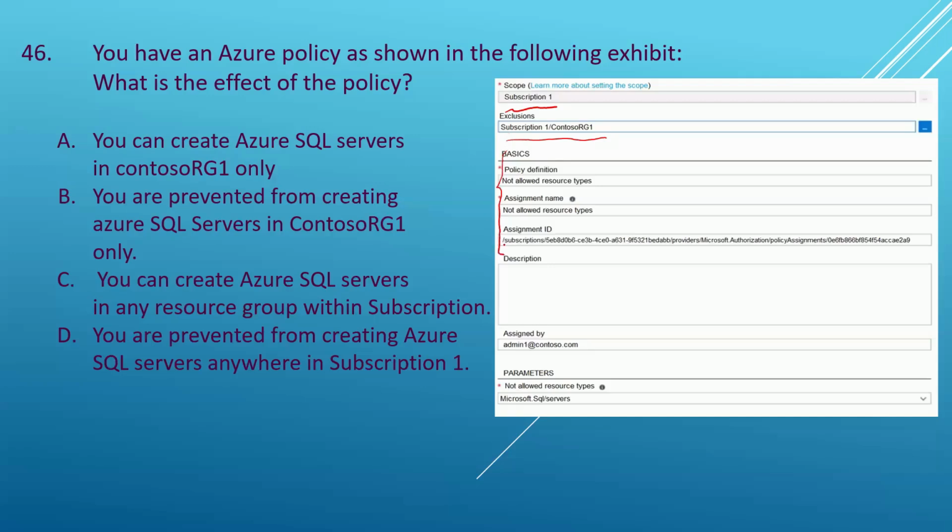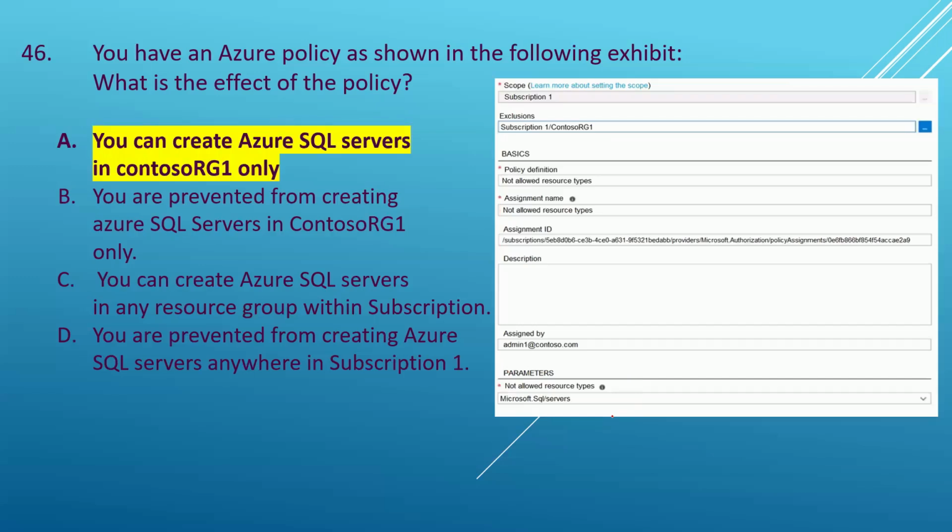It is the section which I have highlighted now. Here, certain resource types are not allowed to be created. And finally, the parameter section says the resource which is not allowed is Microsoft SQL Server. So if I sum up whatever I just said, then it means you can't create resource type SQL servers in subscription 1 except Contoso RG1. And if we rephrase this statement, then it means you can create SQL servers in Contoso RG1 only, which is the right answer, option A in our case.